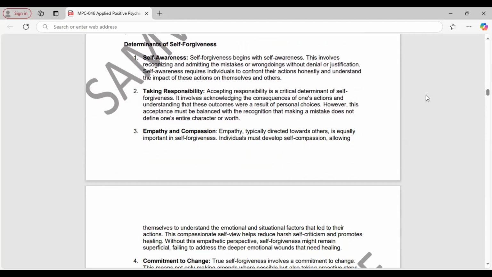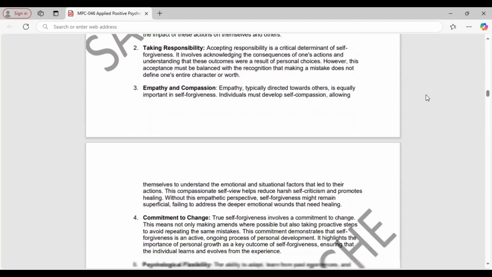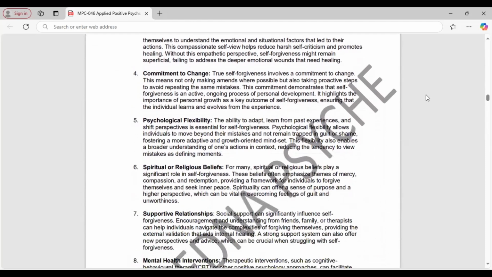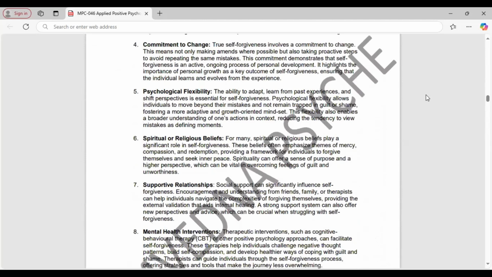Empathy and compassion. Self compassion helps reduce harsh self criticism and fosters an understanding of the emotional or situational factors that contribute to the mistakes. Commitment to change. Genuine self forgiveness involves a commitment to personal growth and efforts to avoid repeating the same mistakes. Psychological flexibility. Adapting and learning from mistakes help individuals move past guilt and adopt a growth oriented mindset.